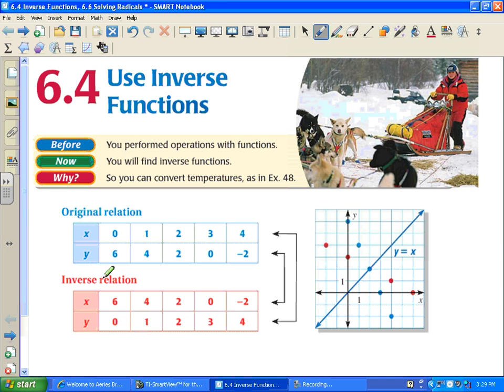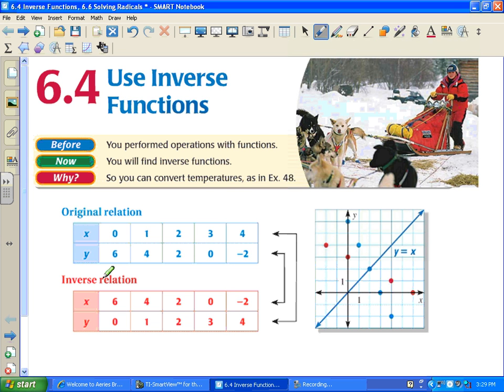Hello and welcome to section 6.4, using inverse functions. Good news for you guys today. You got a kind of a quick video, so it shouldn't take too long. I think 15-20 minutes, ideally. But we do need to hammer a couple pieces of key vocabulary today.